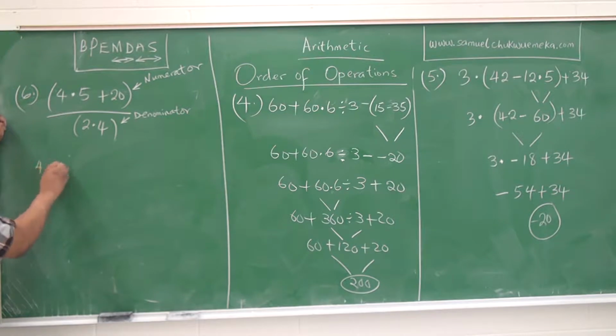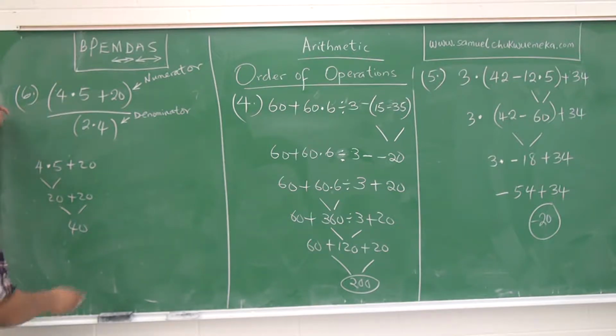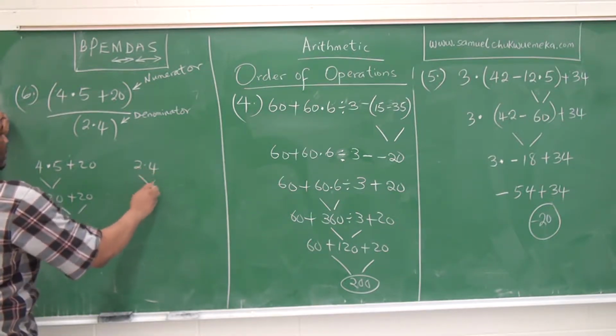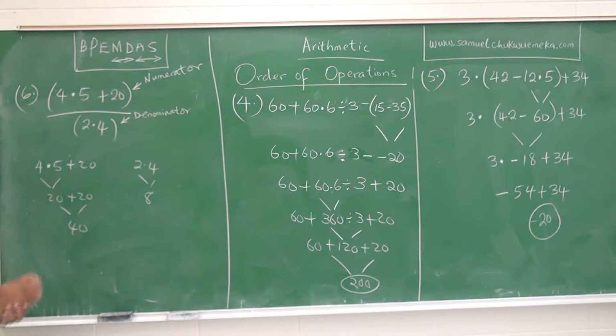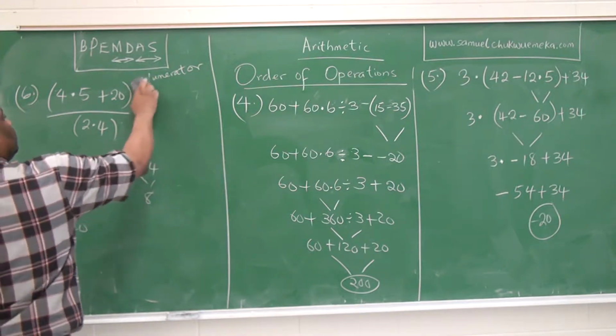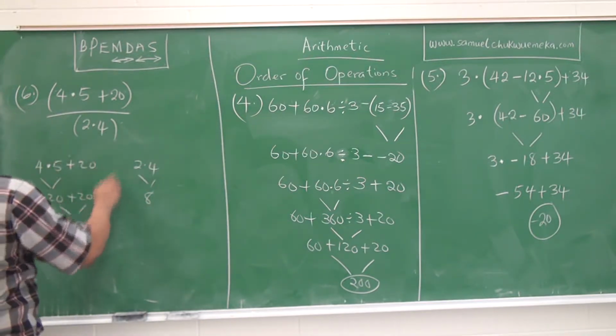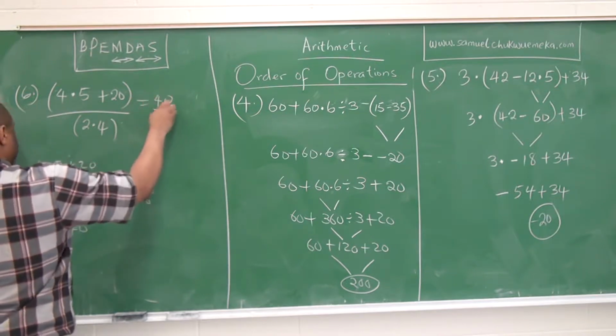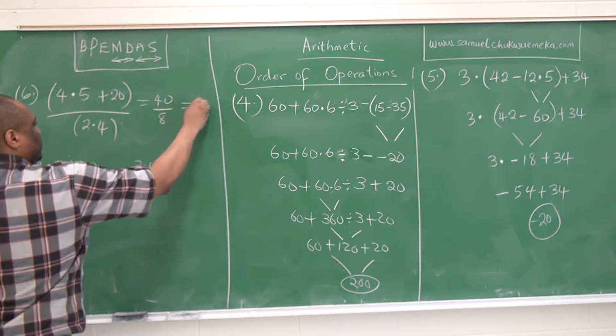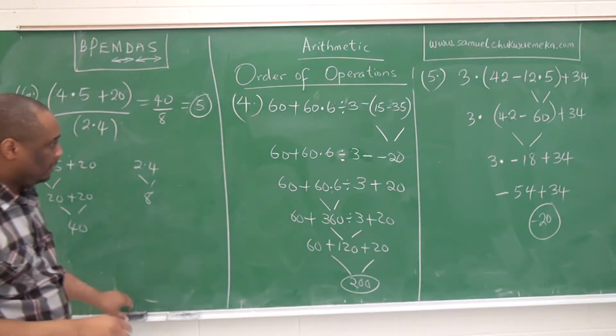So you have 4 times 5 plus 20, right? Then this is what? 4 times 5 is what? 20 plus 20, and that gives you what? 40. Then the denominator is what? 2 times 4, which is what? 8. So after that, you just do, in your rough work, this is your rough work, okay? This is now 40 divided by what? 8. And that gives us what? 5. That's it.